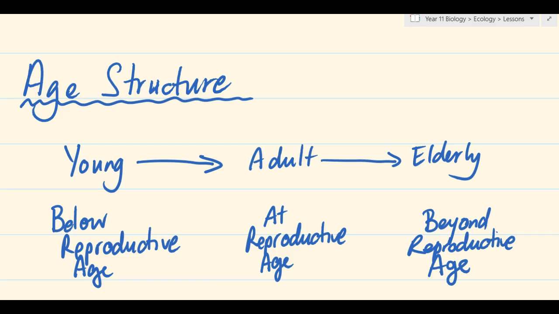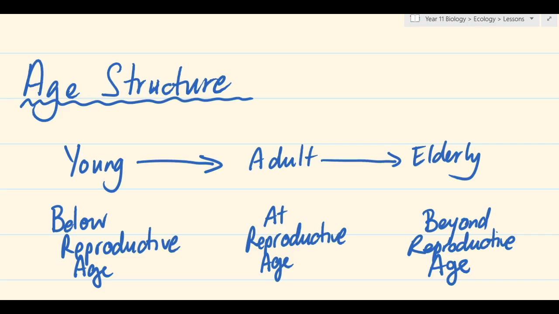Age structure is something that we measure within a population. When we do measure a population, we also look at how many of the population are young or infant, how many of them are adults, and how many of them are elderly. And this relates to whether or not they can reproduce. So the young are ones that are below reproductive age. Mature adults are the ones that are at reproductive age. And the elderly, of course, are beyond reproductive age and cannot help to increase the population.